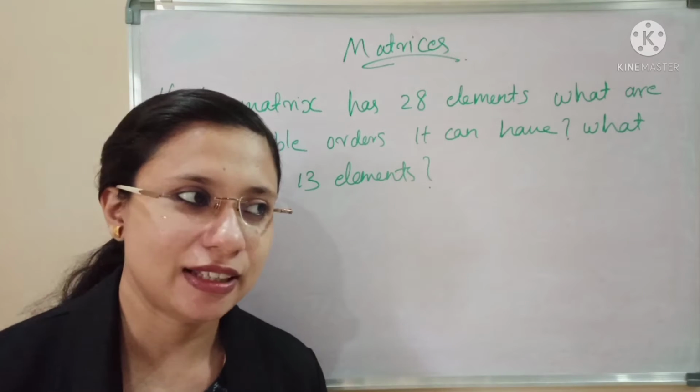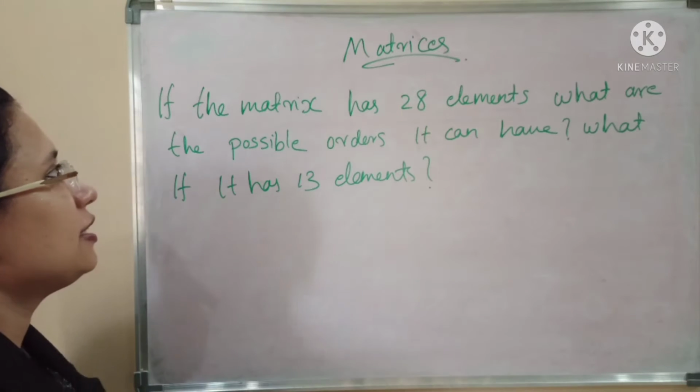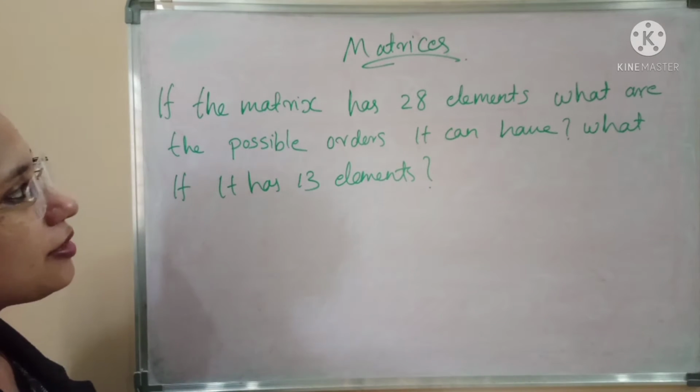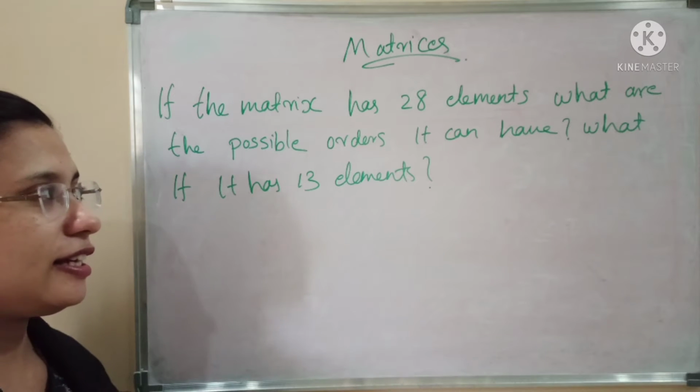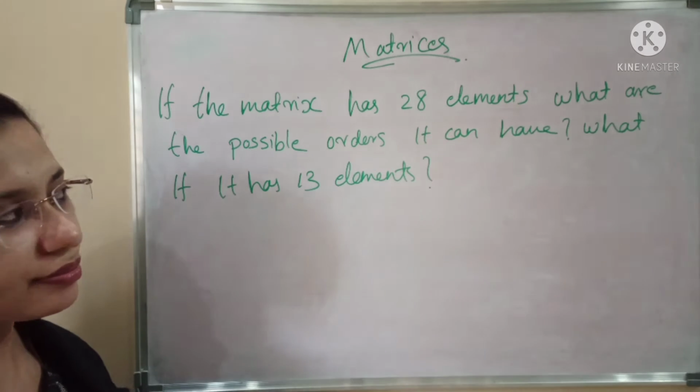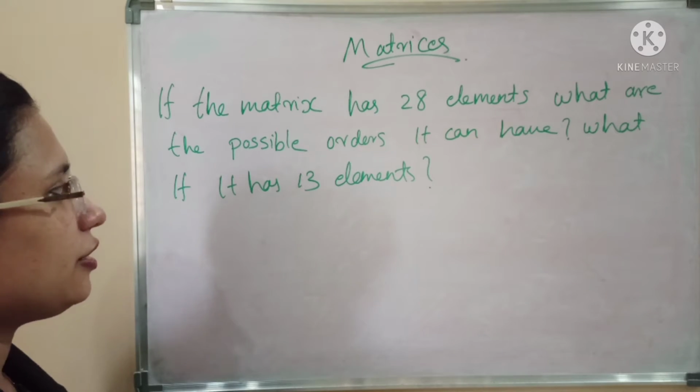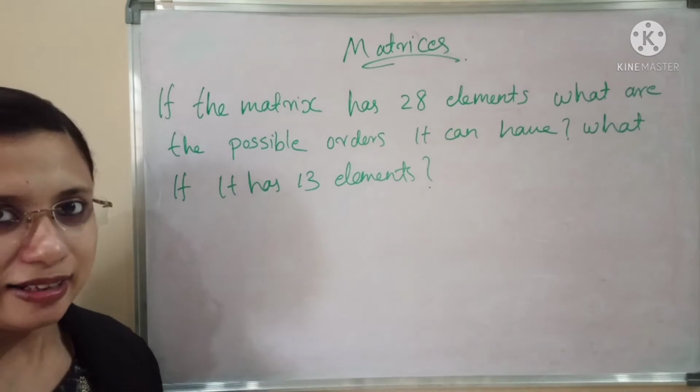So let's begin with the problems. First problem: if a matrix has 28 elements, what are the possible orders it can have? And what if it has 13 elements?